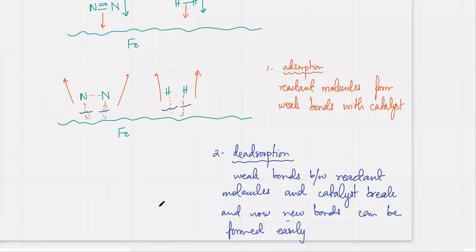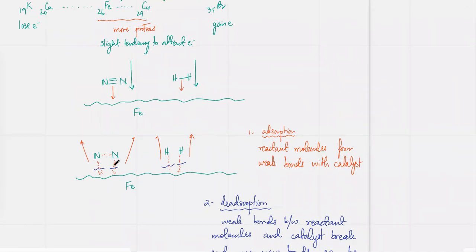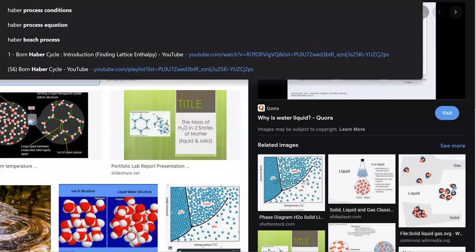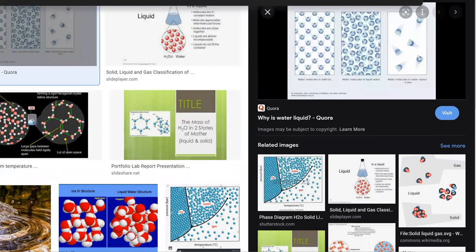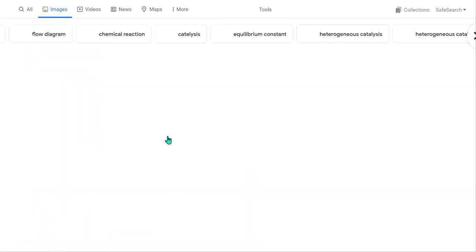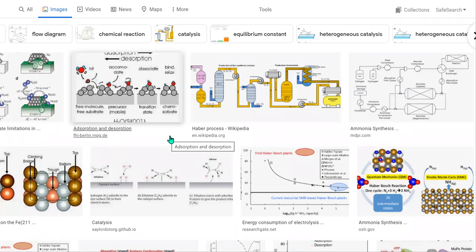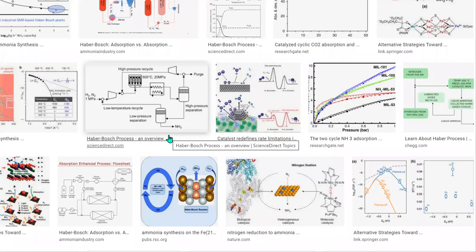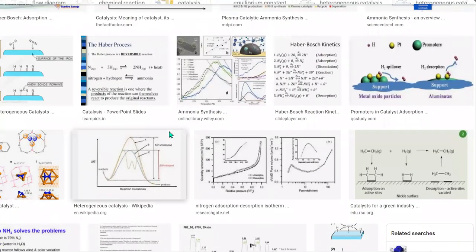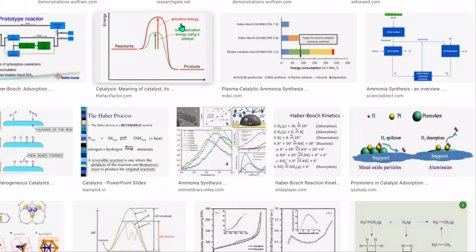It's not going to be that much of an issue now to form the new bonds because there is no longer any triple bond. Let me see if I can find an image. I said no detail is required, you don't need mechanisms for this. I'm going to copy this image.